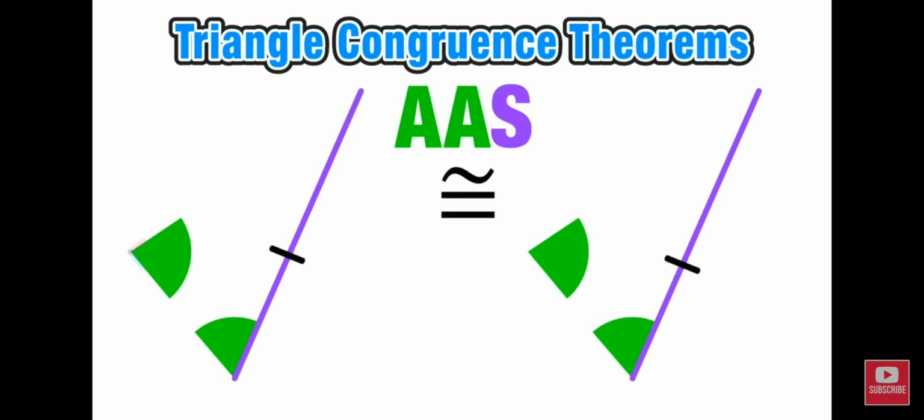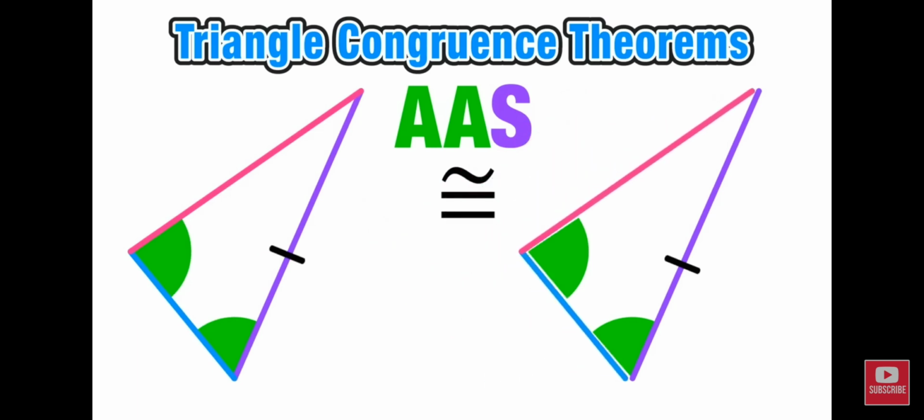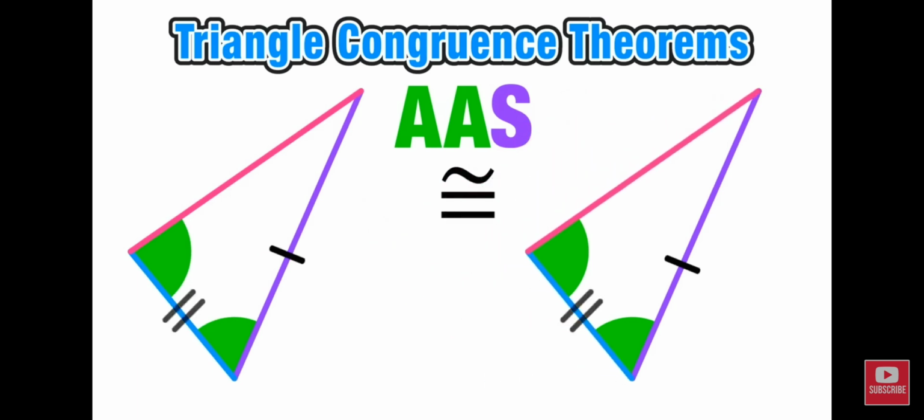Now, even though the order is different, we still have enough information here to prove that these 2 triangles are congruent, which means again that their corresponding sides and corresponding angles have the same measure.